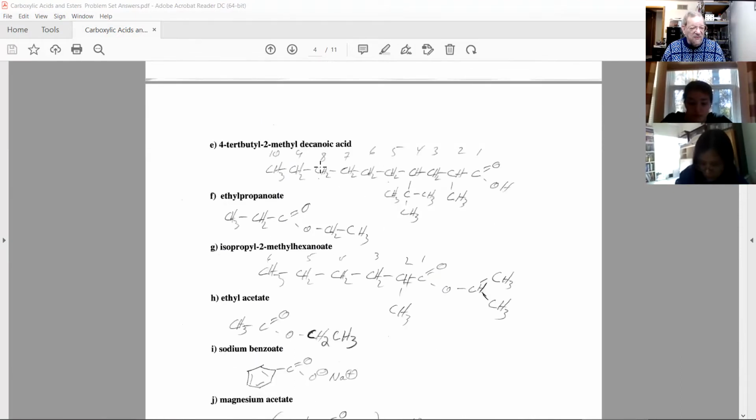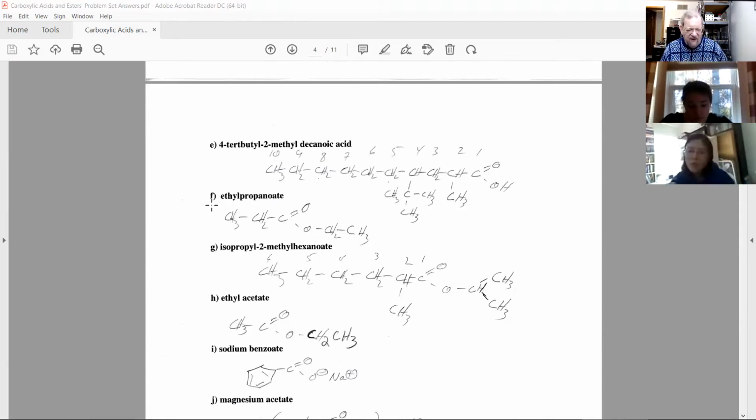And here I give you some more E, a little more complex, but it's the same thing. Now, let's look at F. You start from the right, move left. The -ate ending can either be an ester or a carboxylate anion.